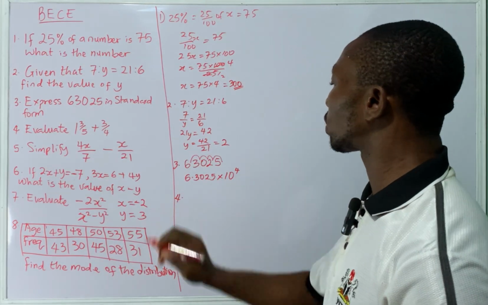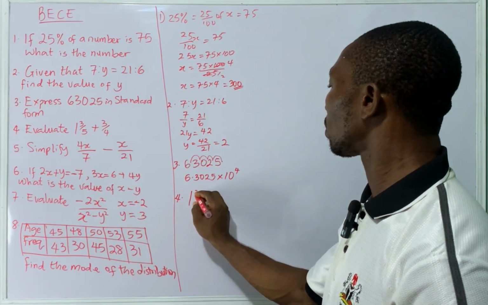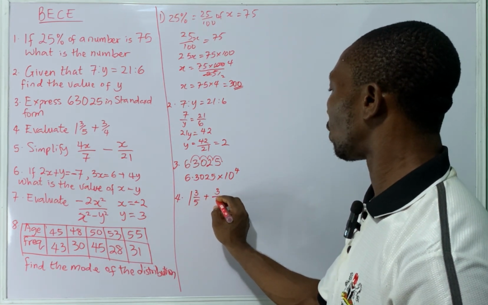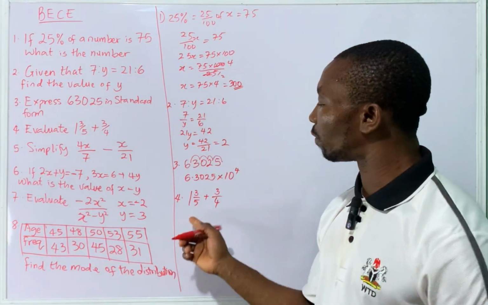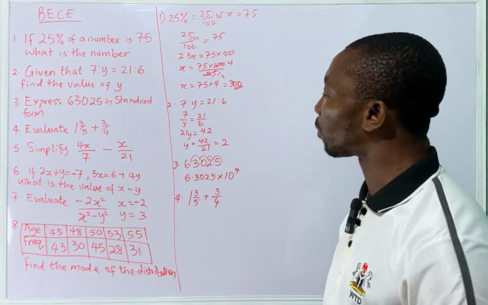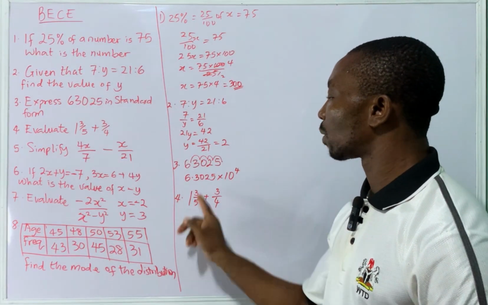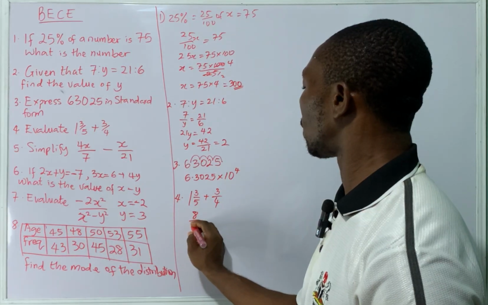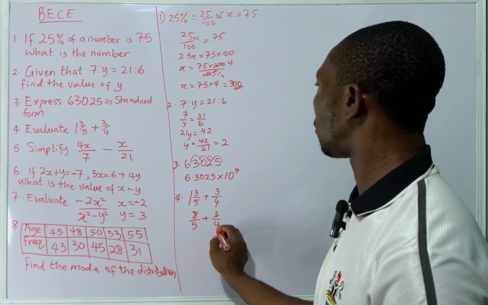Okay, question 4 says, evaluate 1 3 over 5 plus 3 over 4. Now, for us to evaluate this, we would convert this to an improper fraction. 5 times 1 is 5, plus 3 is 8. This gives us 8 over 5 plus 3 over 4.